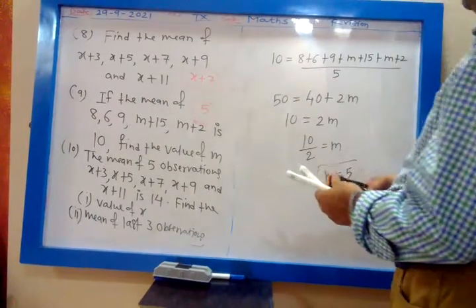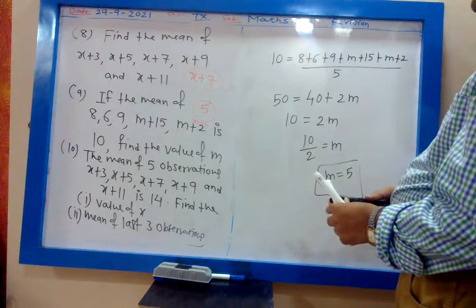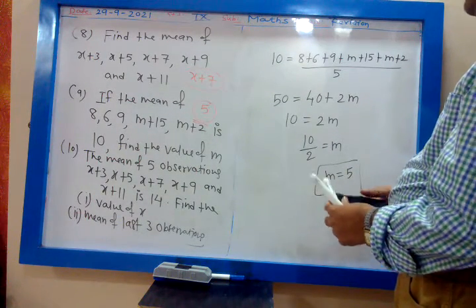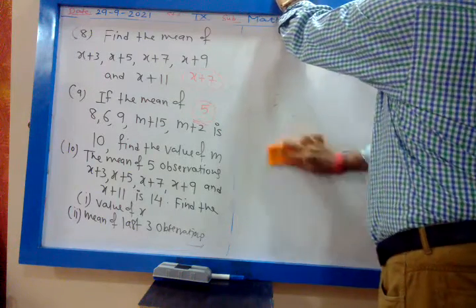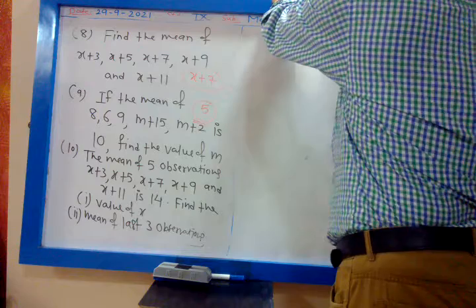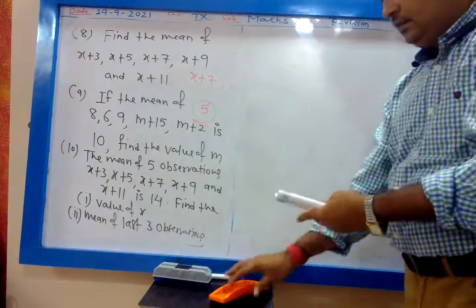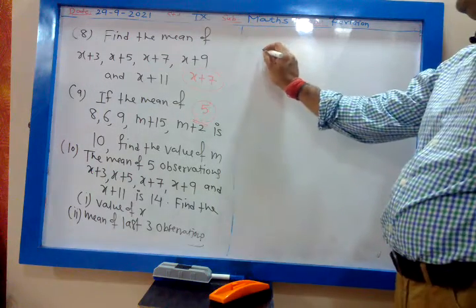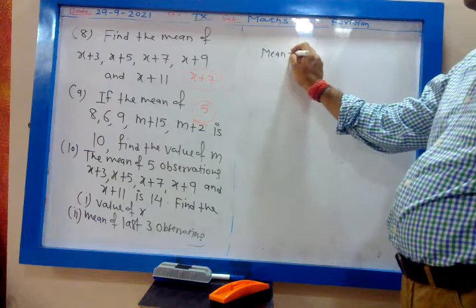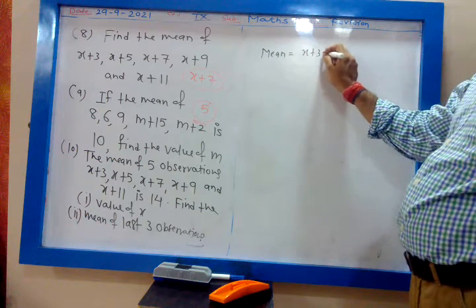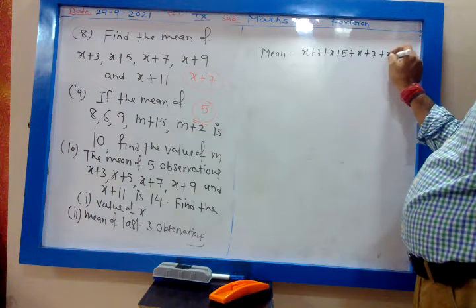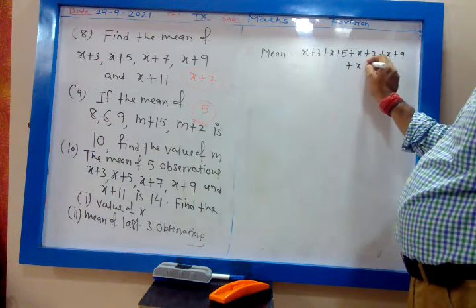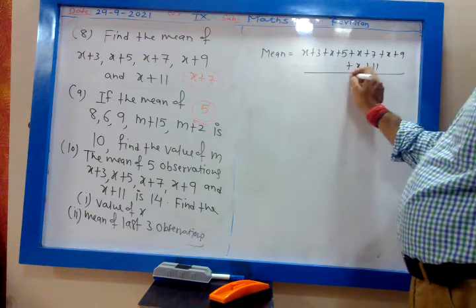Okay, the mean of observation is given. Mean of observation is 16. x is 7. First you will find the value of x. So you will write mean is equal to sum of observation, x plus 3 plus x plus 5 plus x plus 7 plus x plus 9 plus x plus 11 divided by 5.